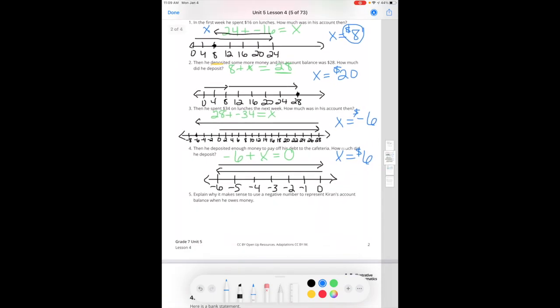Number 5 says, explain why it makes sense to use a negative number to represent Chiron's account balance when he owes money. So if Chiron has to pay a positive amount of money in order to get back to $0, then that tells me that in order to move in the positive direction on a number line and end up at 0, then that means I was down here in the negatives. So that's why I would want to use a negative number.